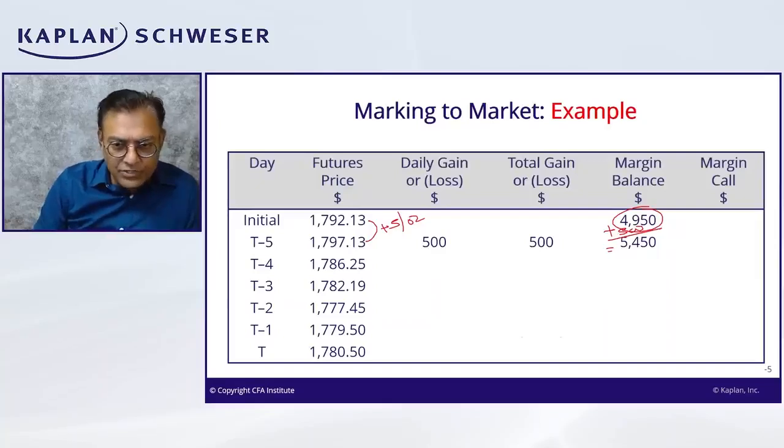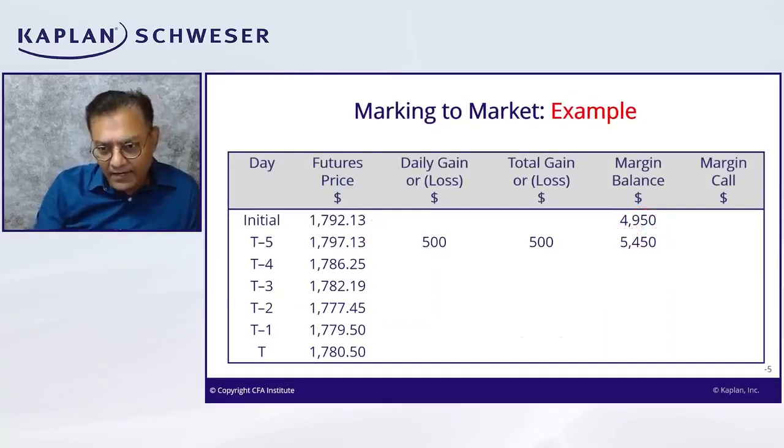Remember, again, the minimum margin is 4,500. If it falls below that 4,500 level, then there will be a margin call, and the variation margin is set to ensure that the margin balance reaches the original margin of 4,950.